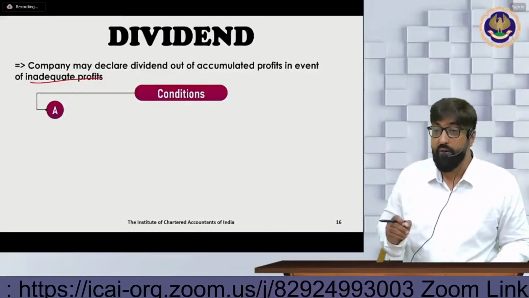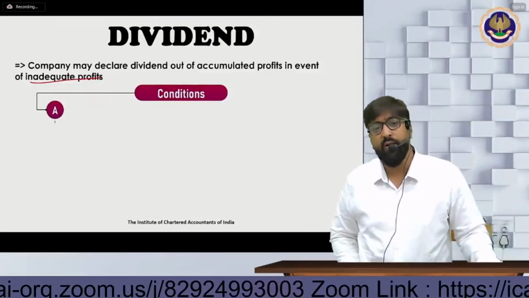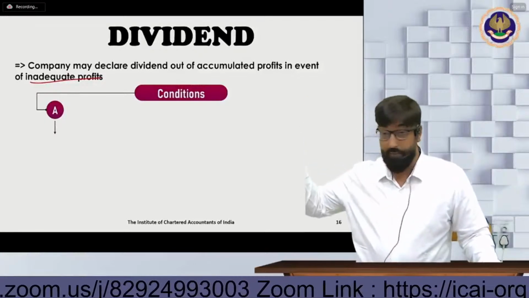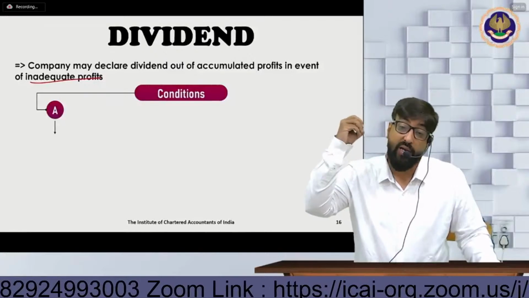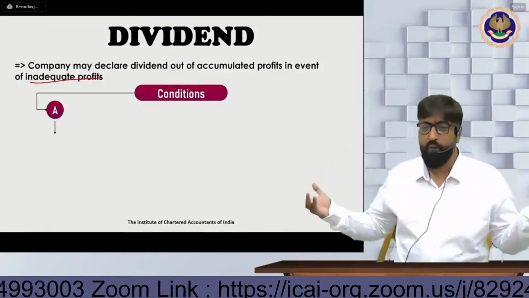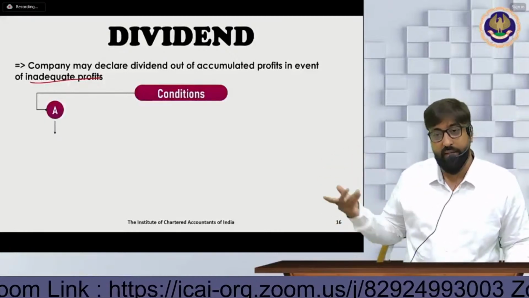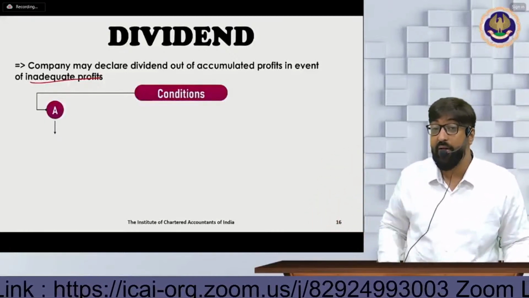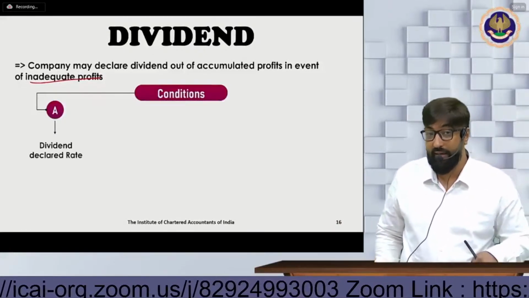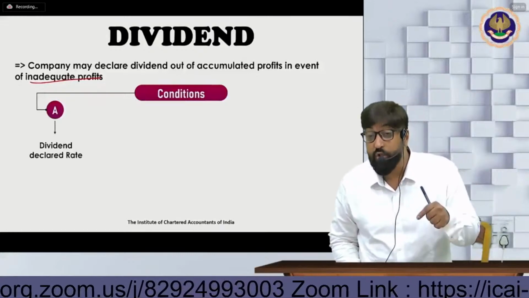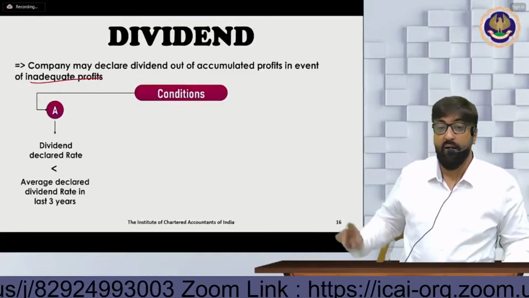There are some conditions we put on dividend declaration. So what are these conditions? For current year profits, you can declare whatever dividend you want to pay out of that profit, 100%. If the company does not think about the future, they can declare 100% of profits as dividend. But if you want to use past year profits to declare the dividend, the dividend declared rate should be less than the average dividend declared rate in the past 3 years.